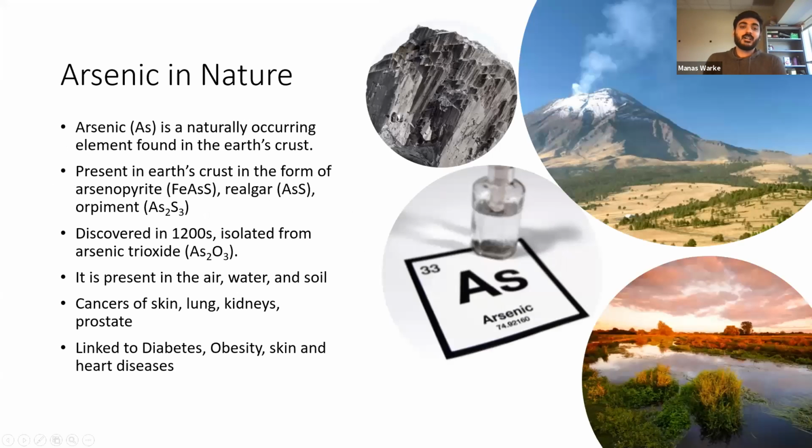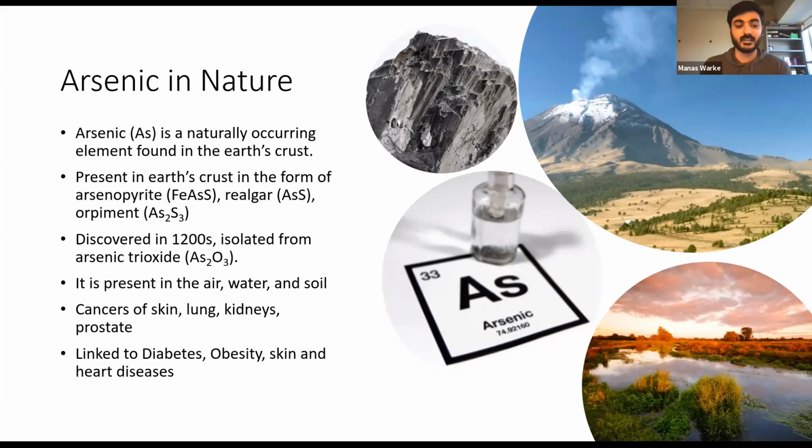So, arsenic occurs naturally in the Earth's crust. It is present in the air, water, and soil around us. In nature, it occurs in the form of sulfide and iron ores. And it was discovered in the 1200s, and since then, we have exploited the use of arsenic in many ways, and it is used in many industries in today's world. Arsenic is also very lethal to human health, and it causes cancers of the skin, lung, kidneys, and prostate. It is also linked to diabetes, obesity, and various skin and heart diseases. Next slide.